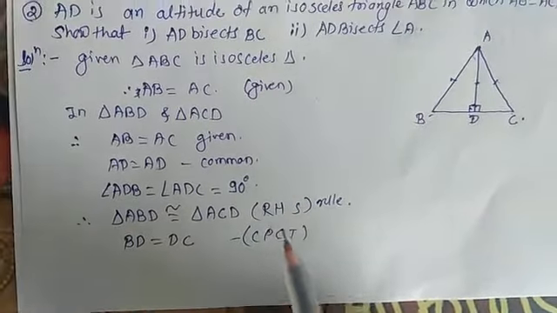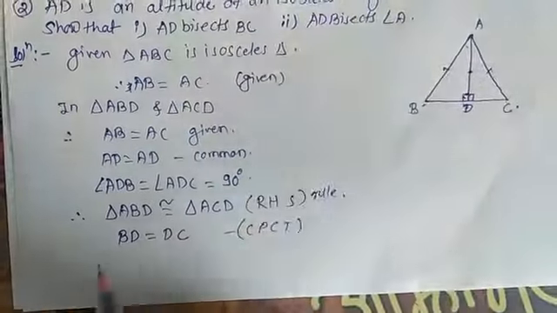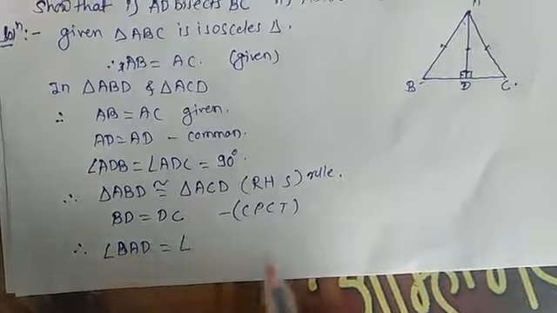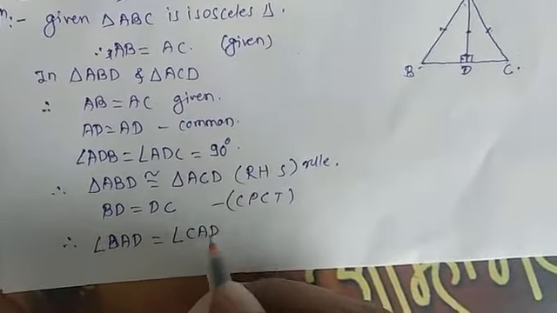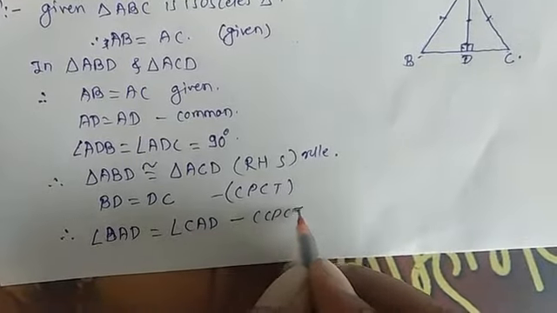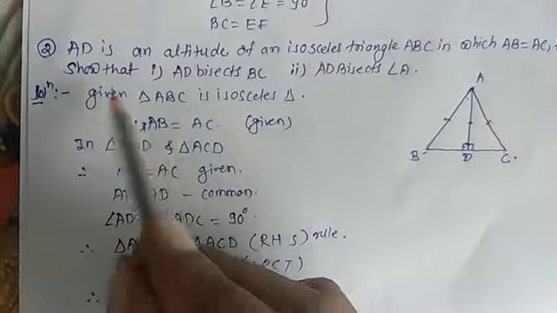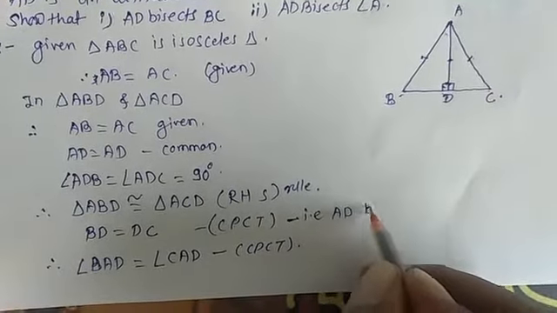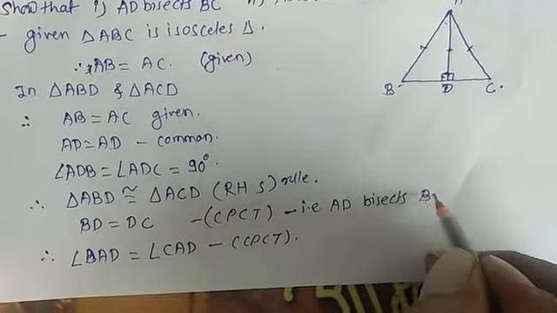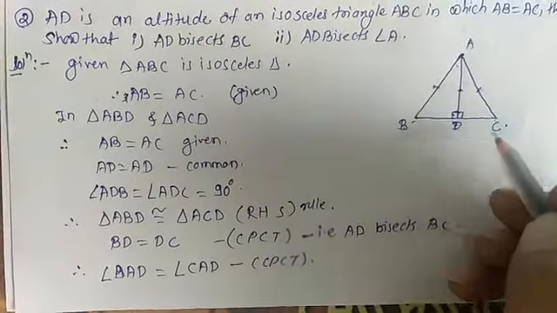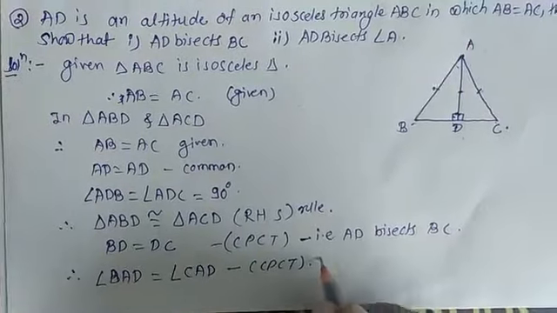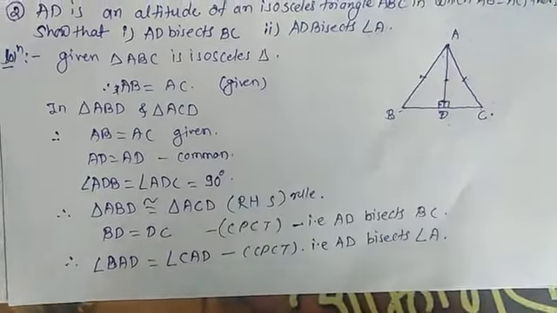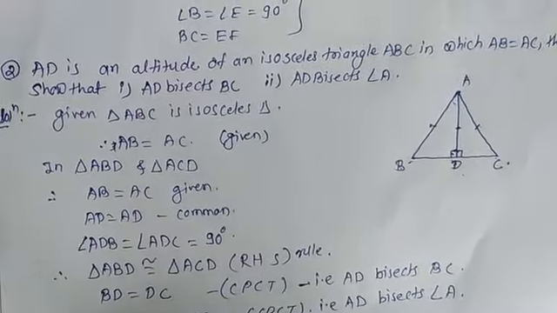And also angle BAD is equal to angle CAD, again by CPCT. That means BD is equal to DC, so AD bisects BC, and angle BAD is equal to angle CAD, that means AD bisects angle A. This is our required solution.